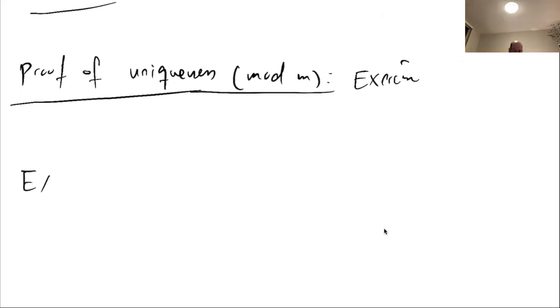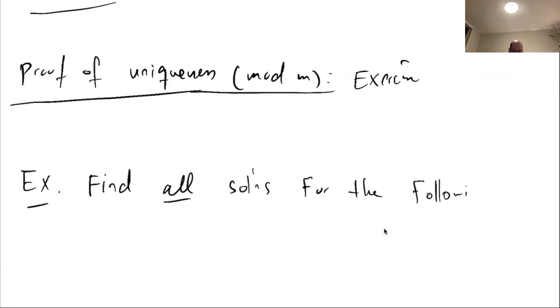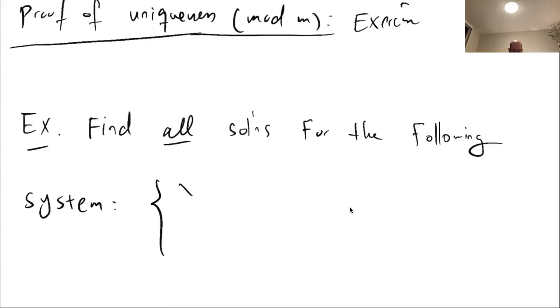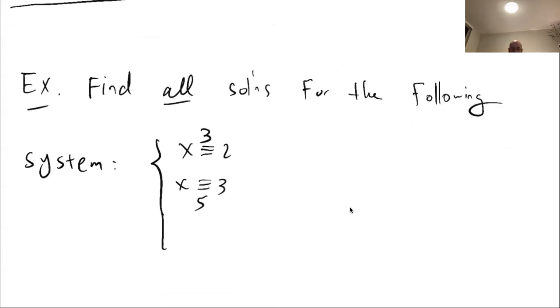Okay, so now let's look at an example. Find all solutions for the following system. The system is X is 2 mod 3, X is 3 mod 5, X is 2 mod 7.